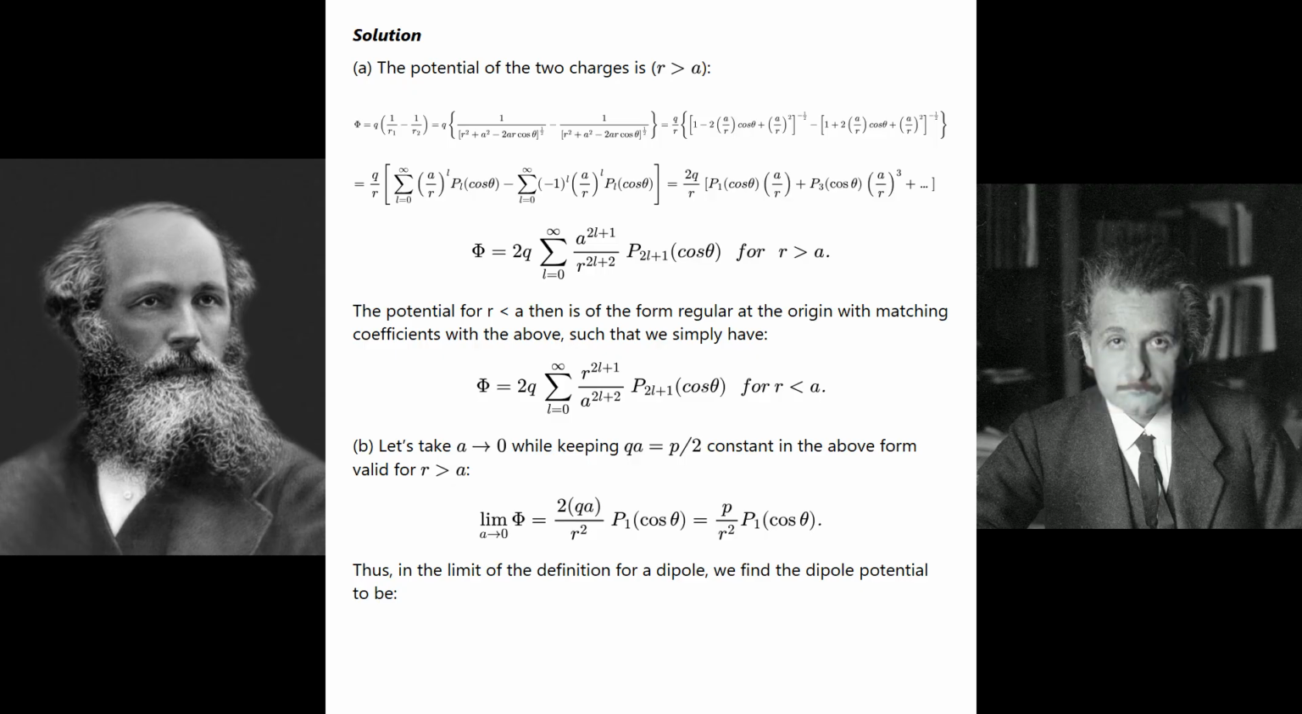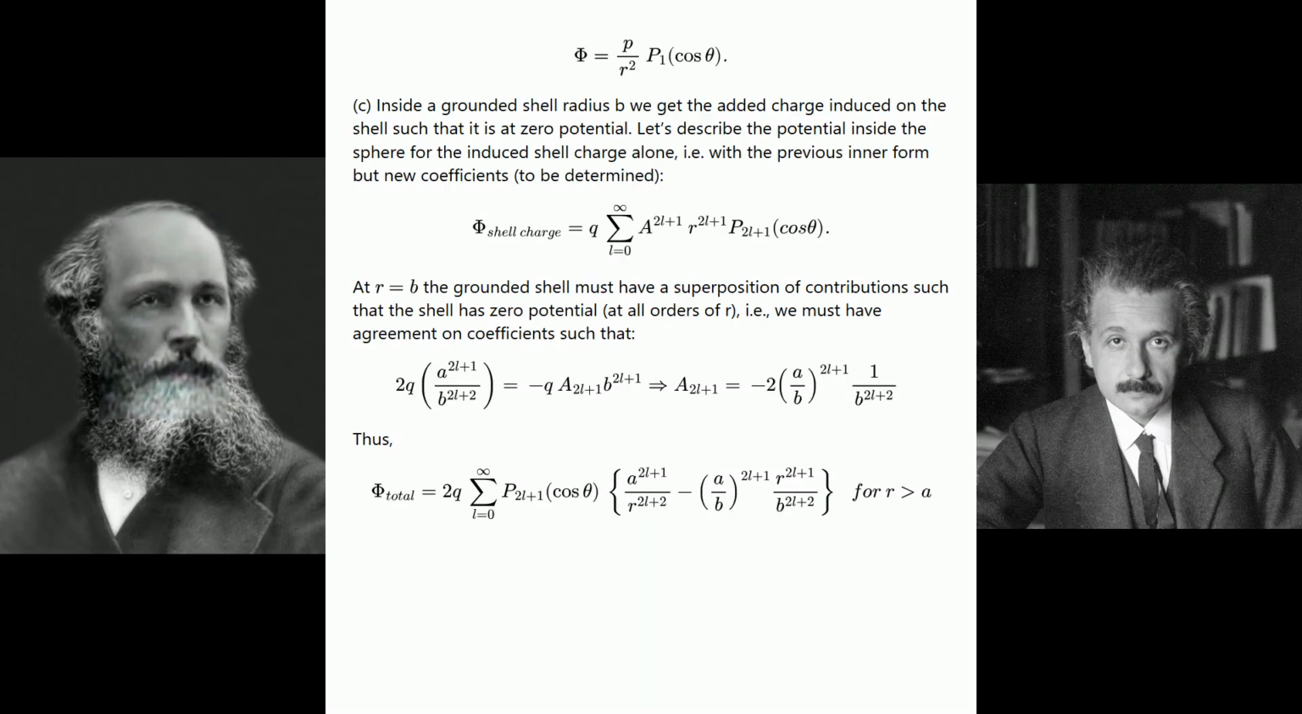Solution. A. The potential of the two charges for r greater than a, see the following equations. The potential for r less than a then is of the form regular at the origin, with matching coefficients with the above, such that we simply have, see the equation. B. Let's take a goes to 0 while keeping qa equals p divided by 2 constant in the above form valid for r greater than a. See the equation shown. Thus, in the limit of the definition for a dipole, we find the dipole potential to be, see the equation.